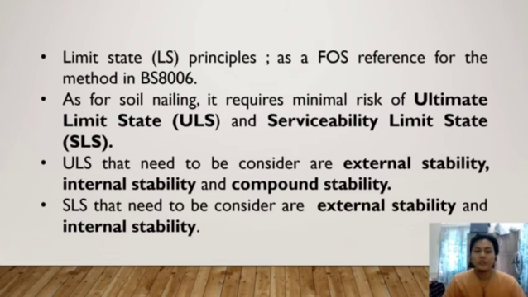Okay, as we know, for the factor of safety reference for the method in BS EN 1997, there are limit state principles. As we can see there, soil nailing requires minimal risk of the ultimate limit state, ULS, and the serviceability limit state, SLS. For both, there are some things that need to be considered. For ULS: external stability, internal stability, and compound stability. While for SLS: external stability and internal stability.